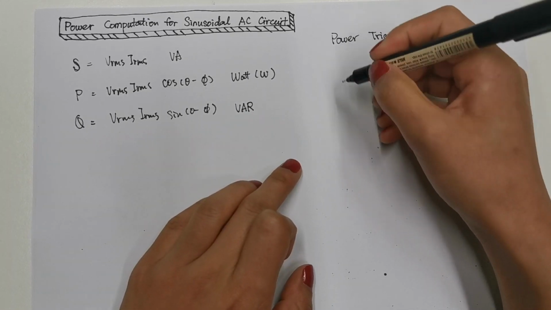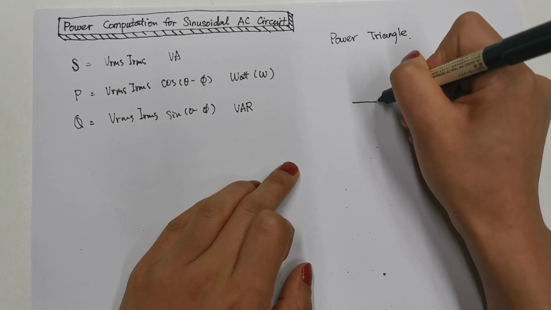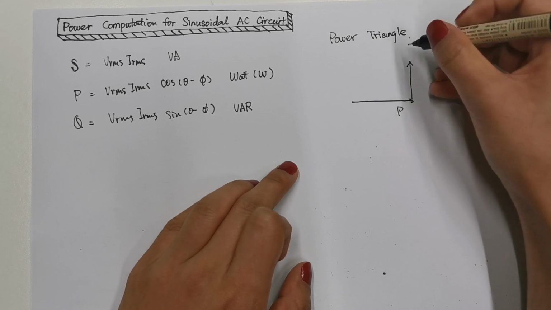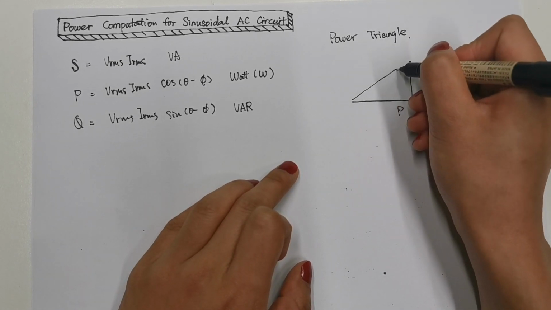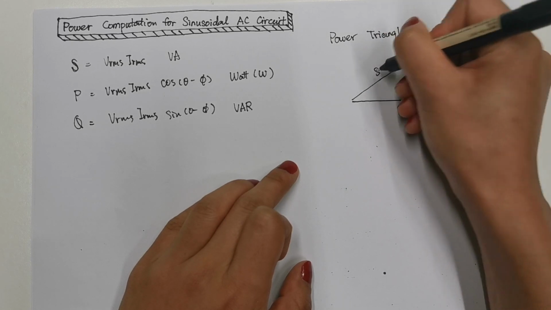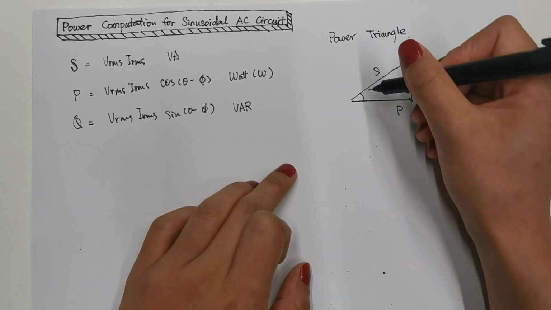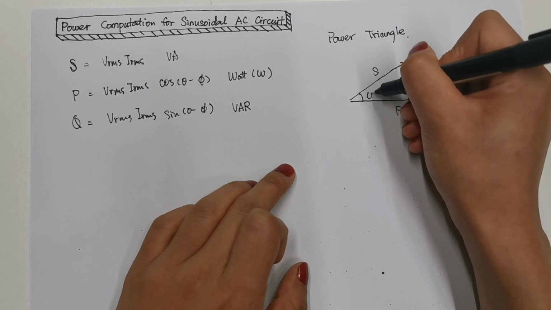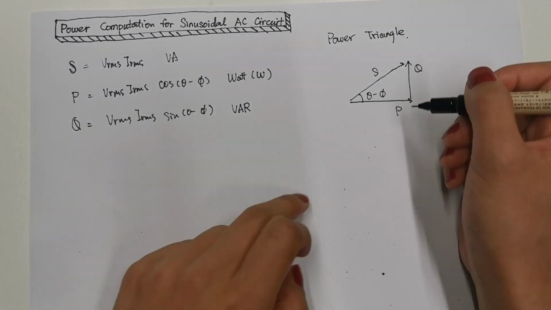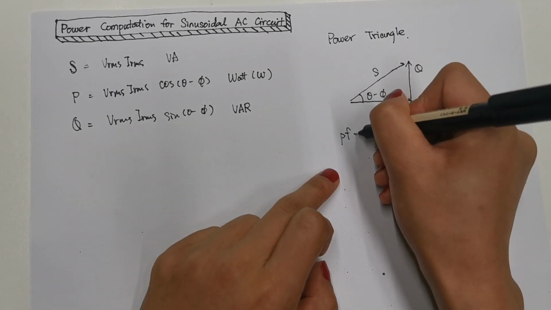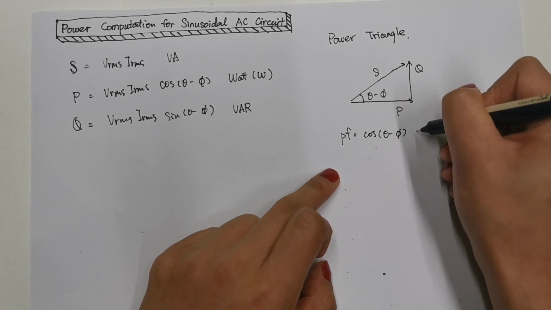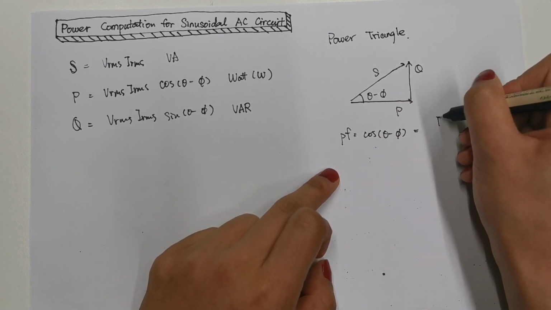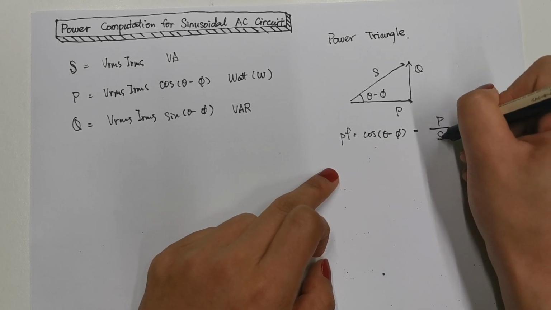The way to describe these 3 kinds of power is the power triangle. It looks like this. This is active power, this is reactive power, and this is our apparent power. The angle difference here is theta minus phi. The power factor is the cosine value of the angle difference. It is also P divided by S.